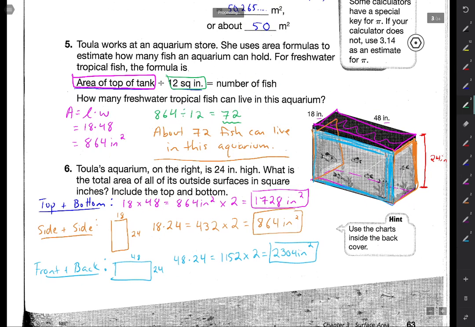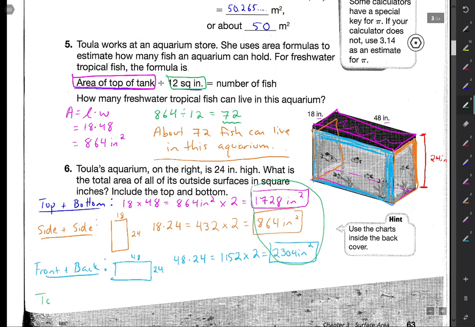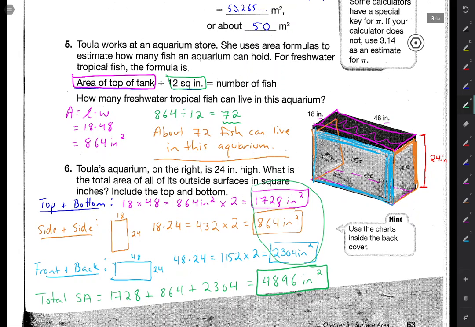So now we have to calculate the total surface area. We're going to add up all of these amounts that we got here. So the total surface area is equal to 1,728 plus 864 plus 2,304. And if we tally all those up, we get 4,896 inches squared. That there is the total surface area. So we found the area of every single surface of this object.